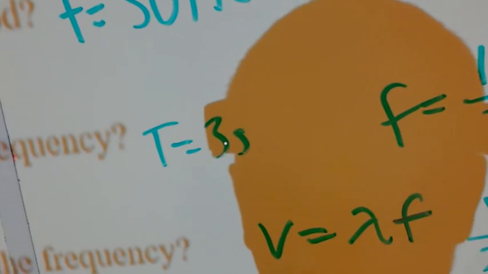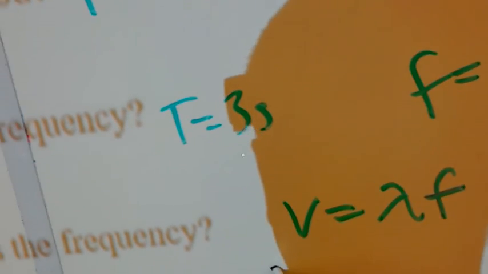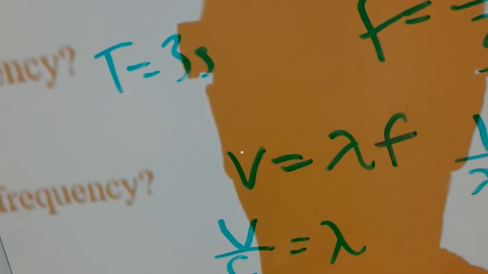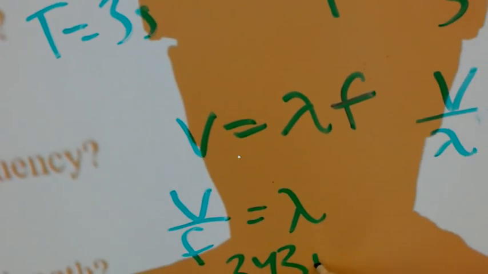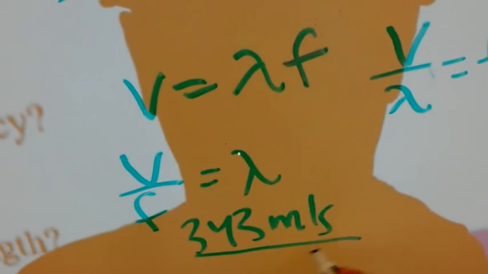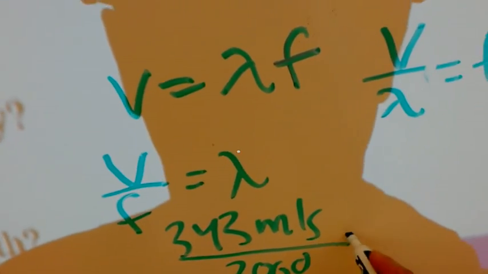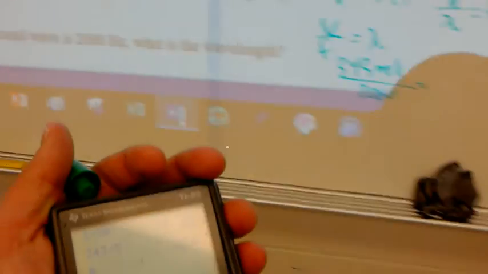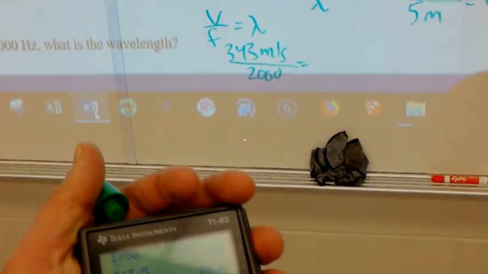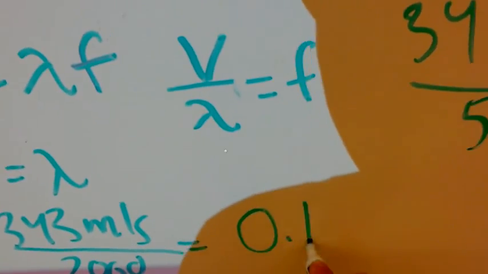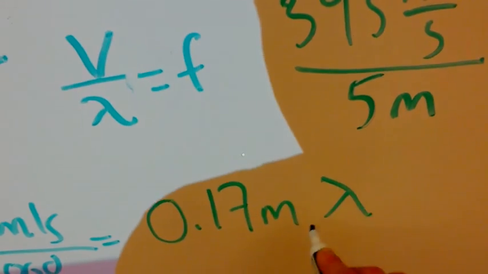Still use this, V equals lambda f, but now we want the wavelength, so we divide V by f equals the wavelength, and this would be 343 meters a second divided by 2,000 hertz. And that'll tell you the wavelength. So 343 divided by 2,000 hertz. The wavelength will be 0.17 meters.